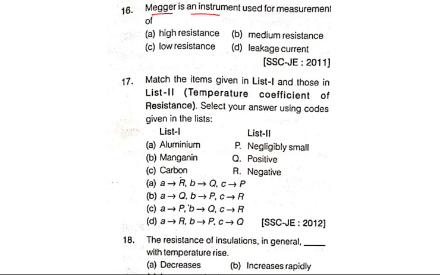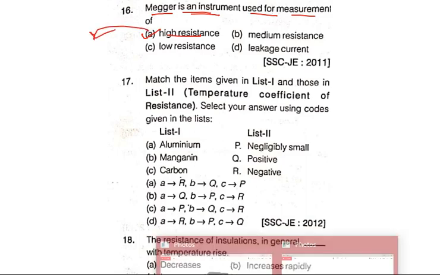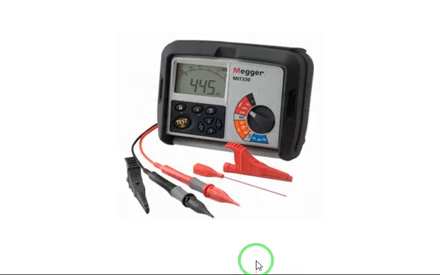Megger is an instrument used for measurement of. In the last two videos also this question repeated, as it is a very important question. The answer is high resistance. Megger is an instrument used for measurement of high resistance. Megger looks like this. Just have a look at how it practically appears. This is the Megger. For measuring high resistance, we use the Megger.